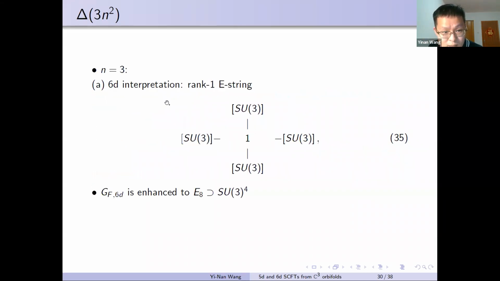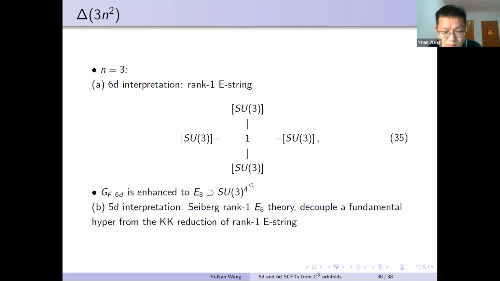So let's talk about the simplest case, n equals 3, which is delta 27. So the 6D interpretation is pretty simple. On the tensor branch, it's just a rank 1 E string, where there are 4 SU3 global symmetry factors attached here. And at the origin of the tensor branch, this flavor symmetry should be enhanced to a bigger flavor group E8. And then for the 5D interpretation, this is precisely the Seiberg rank 1 E8 theory. And that can be derived from the rank 1 E string by circle compactification and then decoupling a fundamental hyper. So that's consistent with the logic before. Okay.